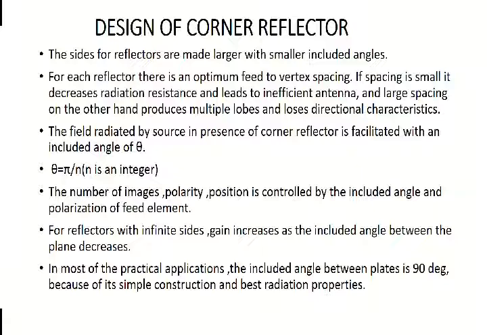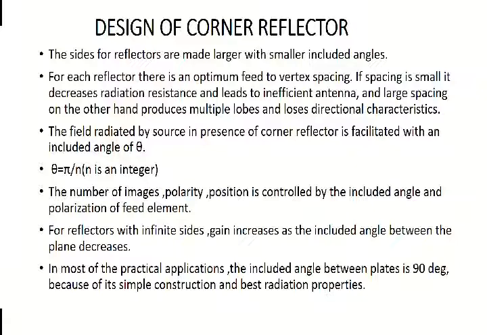The sides of the reflectors are made larger with respect to the included angles. How they are comparing the side in terms of the angle, that is what this analysis is speaking about. For each reflector, we have an optimum feed to vertex spacing. There are two conditions: if spacing is small, if there is large spacing. If spacing is small, it decreases the radiation resistance, however it leads to an inefficient antenna. Rather, if it is large spacing, it produces multiple lobes and loses its directional characteristics. So there should be a trade-off in designing this analysis.